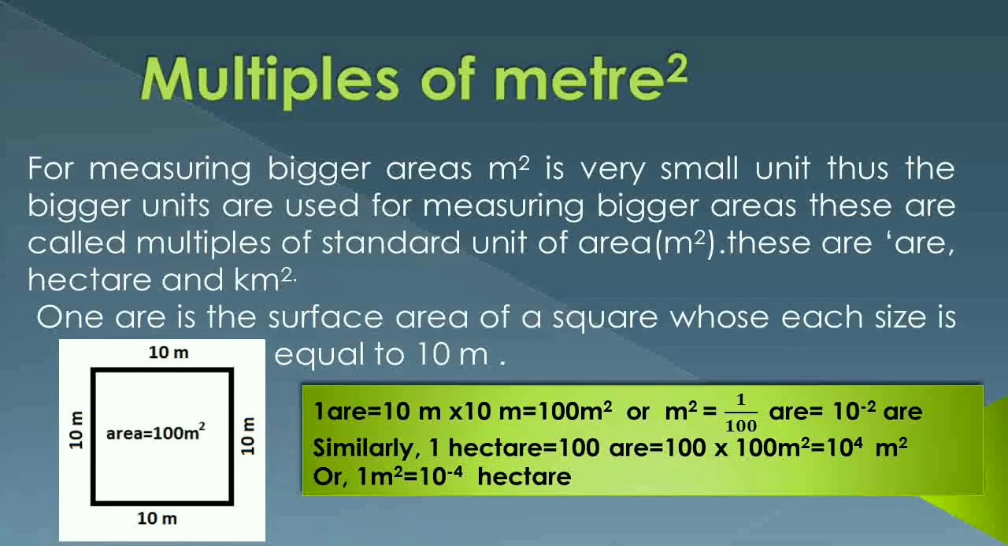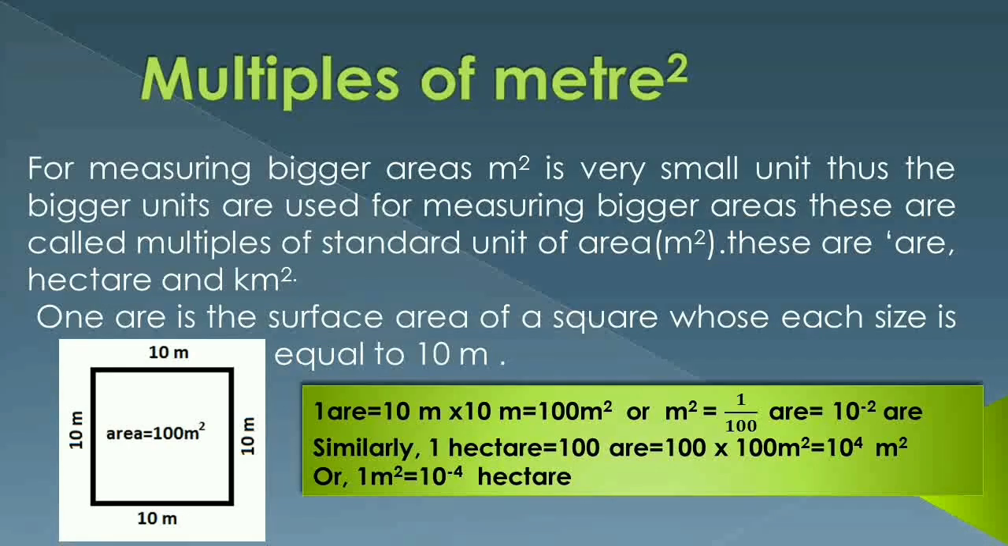Clear? Similarly, 1 hectare is equal to 100 are, so 100 into 100 meter square. In this way 1 hectare will be 10 to the power 4 meter square, that means 10,000 meter square, or 1 meter square is equal to 10 to the power minus 4 hectare. This is the conversion, how we can convert one unit to another unit.